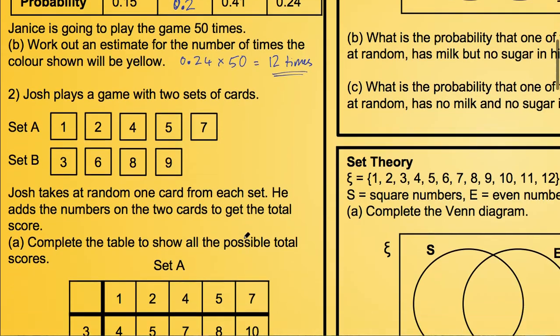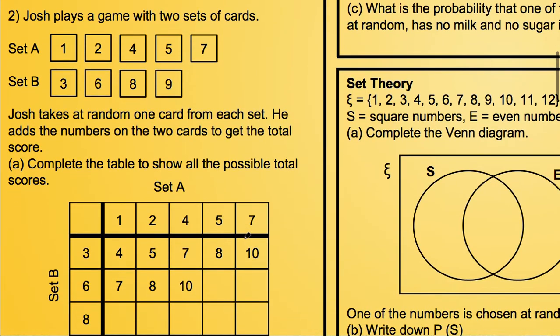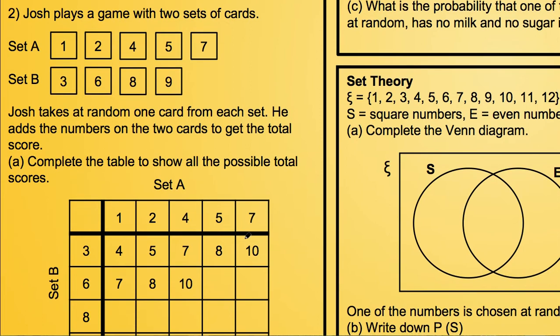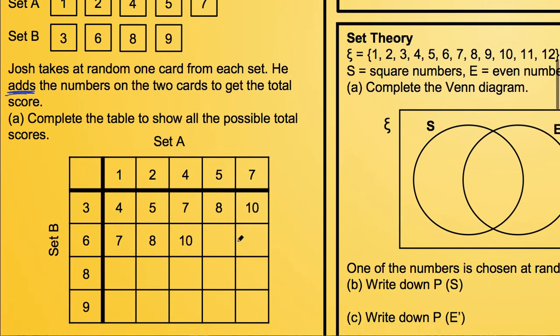Question 2. Josh plays a game with 2 sets of cards, set A and set B. Josh takes at random 1 card from each set. He adds the numbers on the 2 cards to get the total score. That is, adding the numbers on the 2 cards. Always look out for adding or multiplying. Complete the table to show all the possible total scores. So in this case we're just adding the numbers from each column.